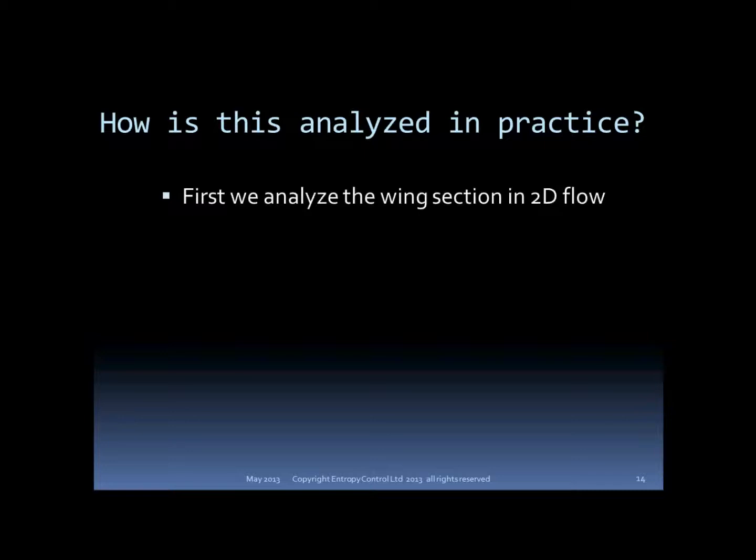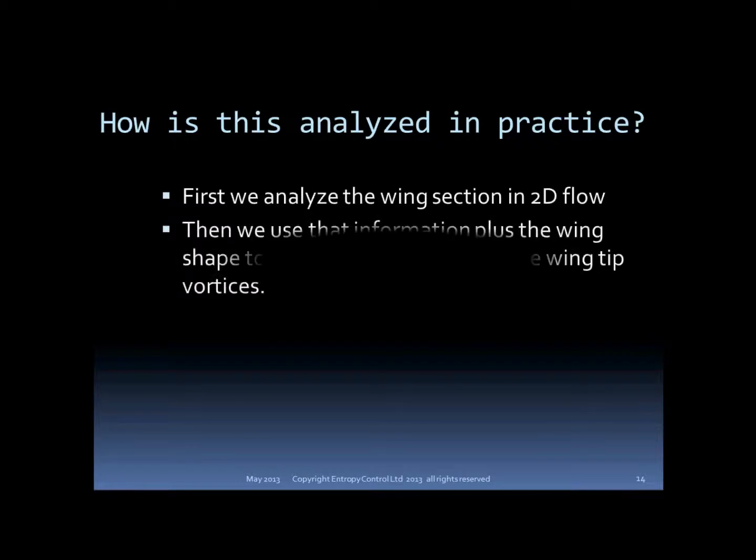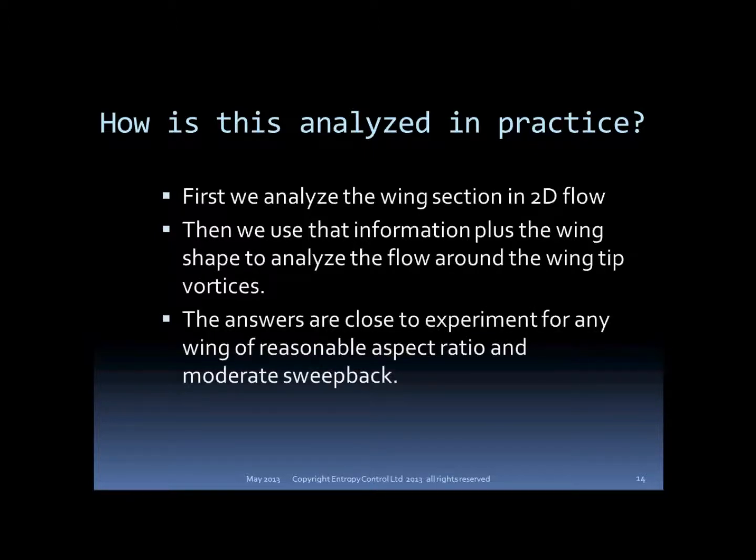They first analyze the two-dimensional properties of the airfoil section. And then they use that information, plus inputs from the wing plan and the twist, to analyze the span-wise behavior. The results are answers which are very good engineering approximations of the real world for most conventional subsonic aircraft.